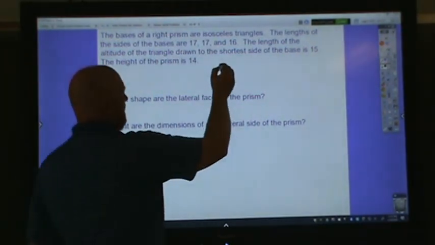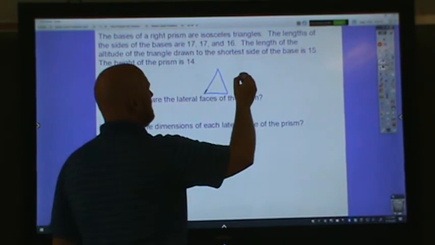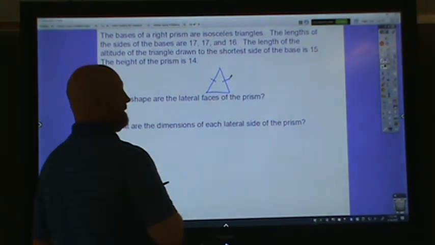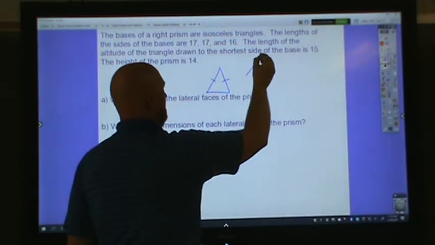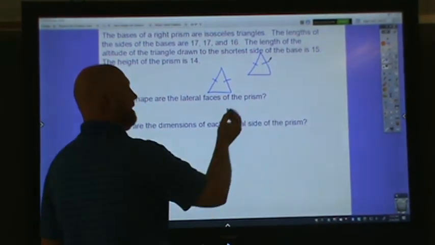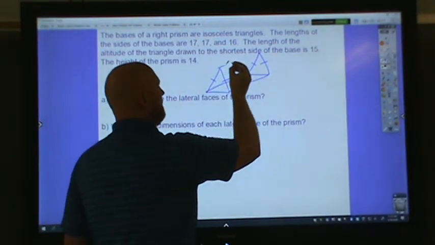So I'm going to draw isosceles triangles as my bases. I'm going to draw a triangle with two congruent sides. Then I'm going to draw the exact same thing up and to the right, to the best of my ability, an isosceles triangle. Then I'm going to connect the corresponding vertices to get that illusion of 3 dimensions.